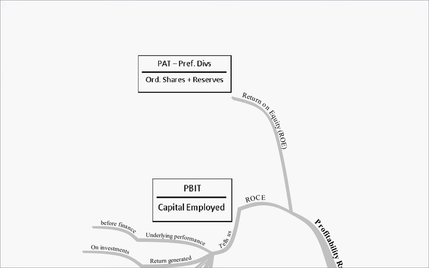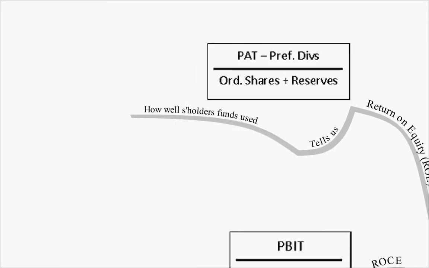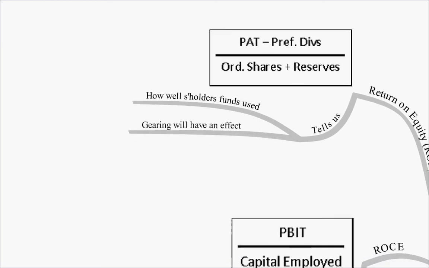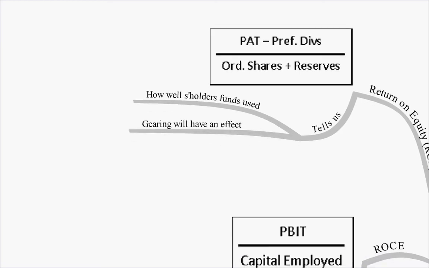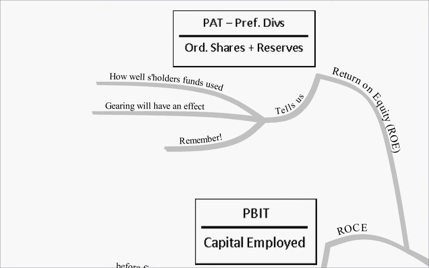The return on equity, on the other hand, is trying to tell us what return we are generating on shareholders' funds. Okay, so we'll use our top line, profit after tax less preference dividends, i.e. total distributable earnings, over our ordinary shares plus reserves, i.e. shareholders' funds. So this tells us how well the shareholders' funds are being used. Gearing will have an effect on this ratio, as it should, because financial risk will increase, which should increase the required return by the investors.